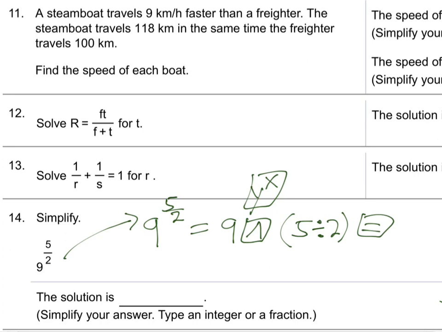It's going to be something big. What is it? I believe it's 729 will be the answer your calculator will tell you. No, my mistake. 243. There we go. 243. That's what the calculator will tell you. All right, let's keep moving.